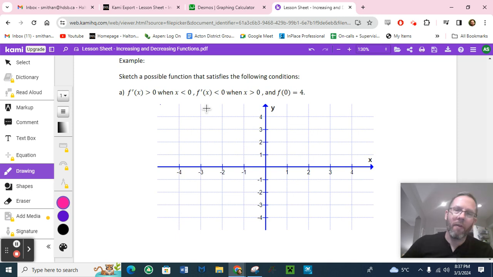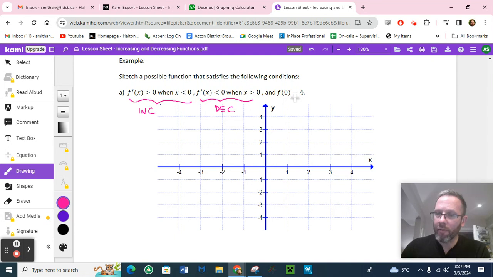So sketch a possible function where f prime of x is greater than 0 when x is less than 0. So what does this mean? This means that it's increasing when x is less than 0. What does this next part mean? F prime of x is less than 0 when x is greater than 0. That means it's decreasing when x is greater than 0.